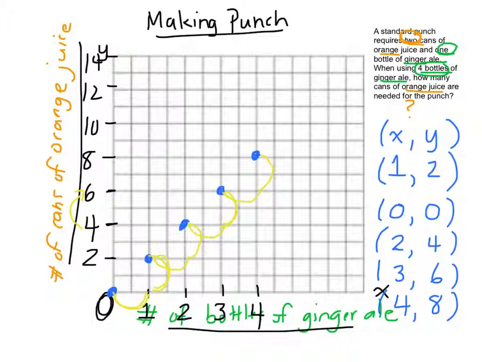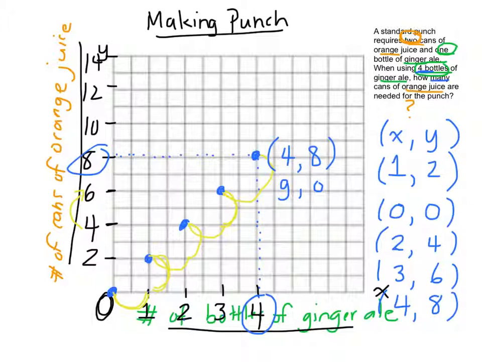Well, what was the question asking us? Let's look back at the original question. When using 4 bottles of ginger ale, how many cans of orange juice do we need? Well, let's find that point on the graph. 4 bottles of ginger ale. Here's the point. How many cans of orange juice was that? 8. This point is represented by 4, 8. Ginger ale and orange juice. Therefore, we need 8 cans of orange juice for the punch when we use 4 bottles of ginger ale.